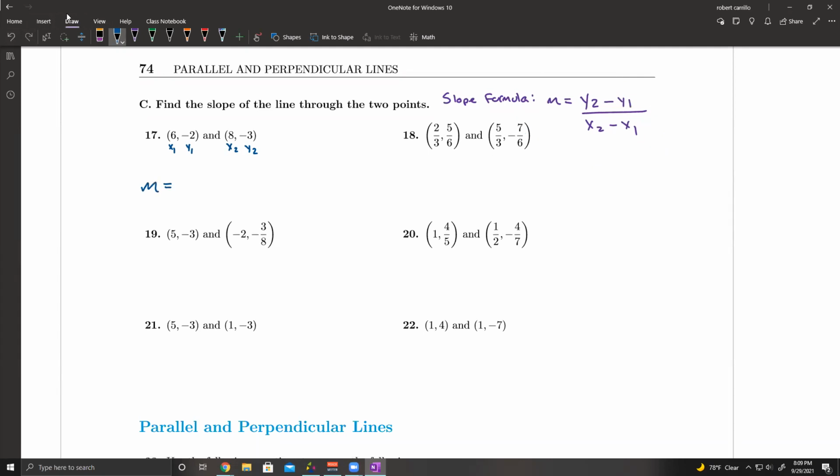M equals Y2, which we labeled as -3, minus Y1, which is labeled as -2, over X2, which is 8, minus X1, which is 6. Okay, cool. So look at your numerator. -3 minus -2. What happens to minus minus? Turns into a positive. And what is -3 plus 2?